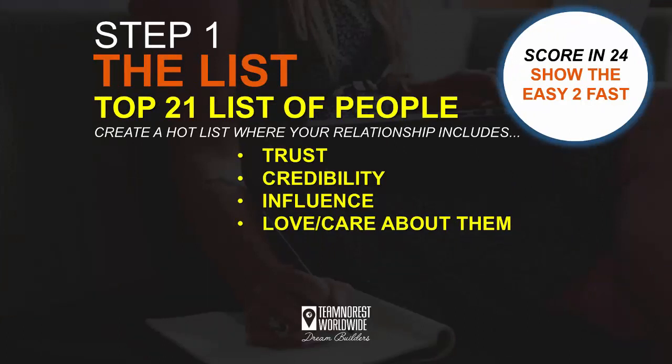What I want you to do is this. I want you to grab your pen and the fast start sheet and write down, where you have the availability, your top 21 list of people. Start creating your hot list. Who are those people you have the best relationship with? I want you to write down their name and their phone number next to their name. Do not judge anyone. Who are the top 21 people?